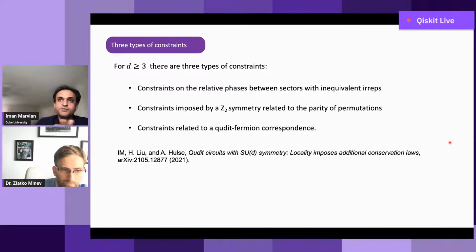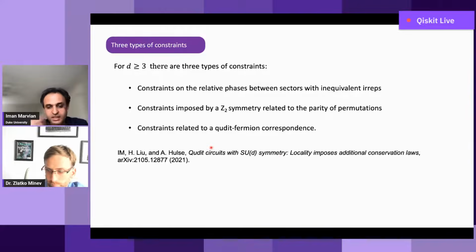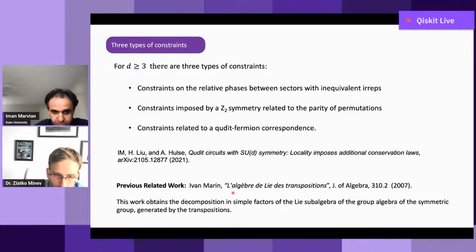And then you can see the difference between these 2-body and 3-body interactions by looking at that fermionic system. We present these results in this arXiv paper here. I should mention that a closely related problem was previously studied in the math literature in this French paper. This work obtained the decomposition in simple factors of the Lie subalgebra of the group algebra of the symmetric group generated by the transpositions.